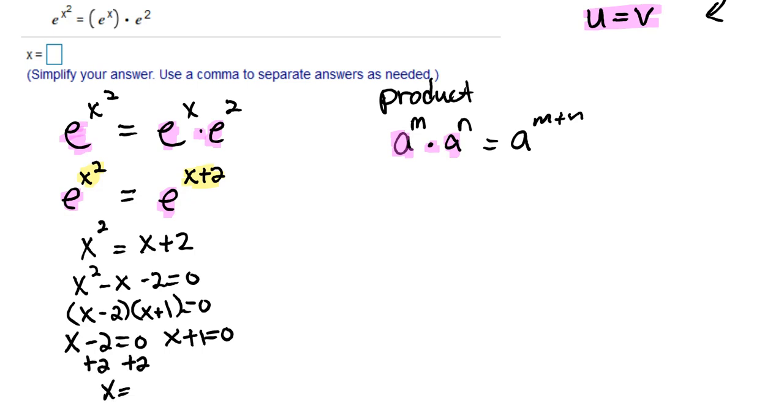Solve by adding 2 to both sides. Solve by subtracting 1 on both sides. And I've got my solutions of x equals 2 and x equals negative 1.